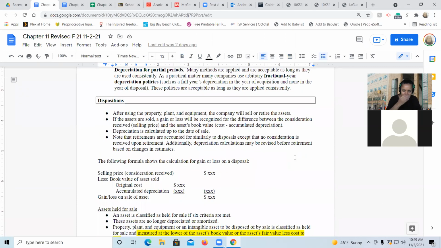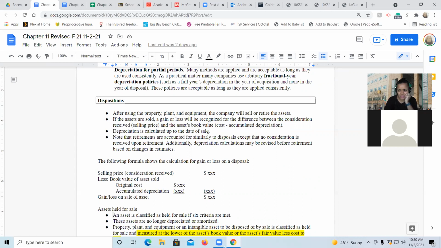So I'm just highlighting this again, that when you have a disposal, you calculate a gain or a loss as the difference between the consideration received, which most of the time is cash, some type of selling price. And from that, you subtract the book value. And book value is a defined term as the original cost minus the accumulated depreciation on that asset. And you have to remember that depreciation is calculated up to the date of sale.